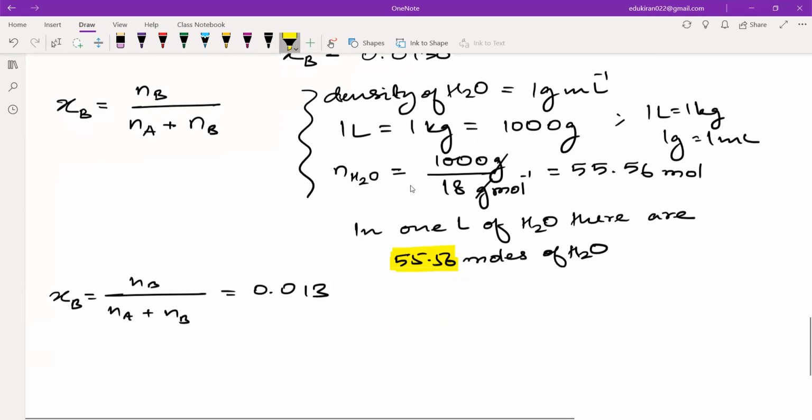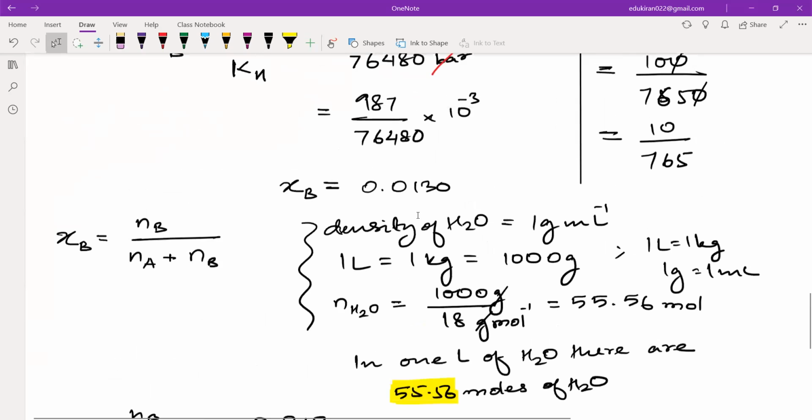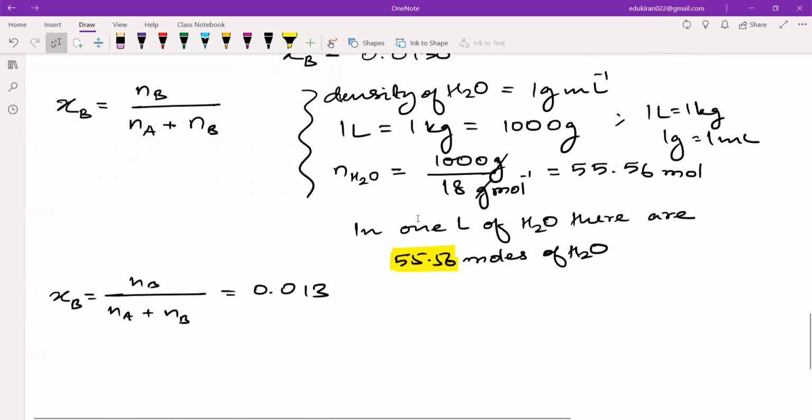मोल फ्रैक्शन यही आया हम लोग का. If you remember, mole fraction we have calculated from Henry's law, and which is equal to 0.013. Now you tell me which one is greater, the numerator or denominator? बताइए क्या बड़ा होगा? न्यूमरेटर बड़ा होगा, डिनोमिनेटर बड़ा होगा? हाँ guys, what will be larger?